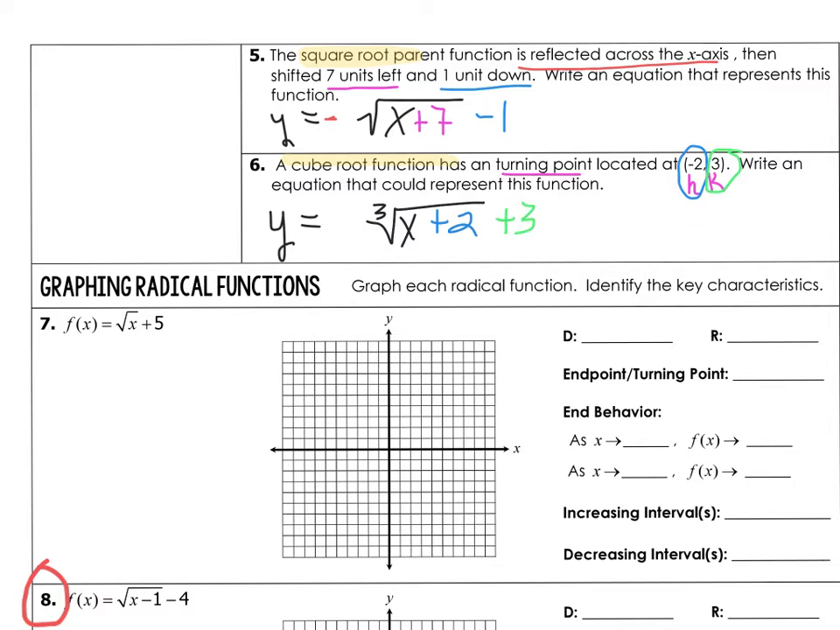And then it goes on to say, anything else? Write an equation that represents. So that's it. There's no vertical stretch or shrink. They didn't talk about that. And there's no reflection. So that is our final answer for that one.